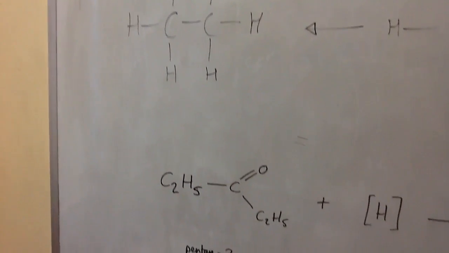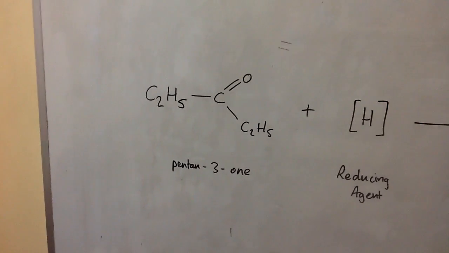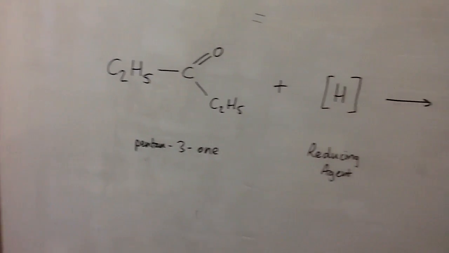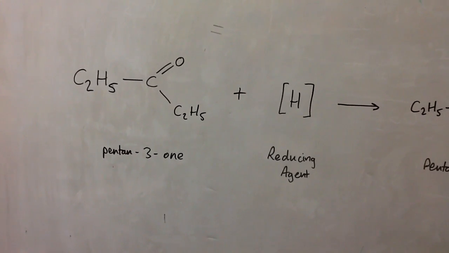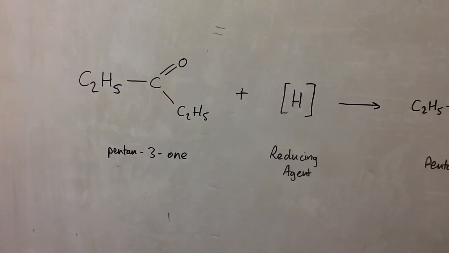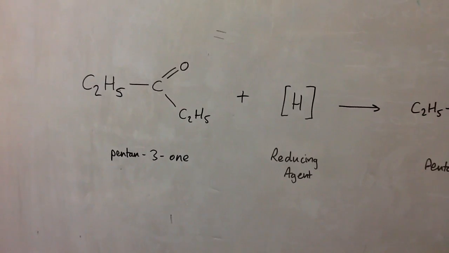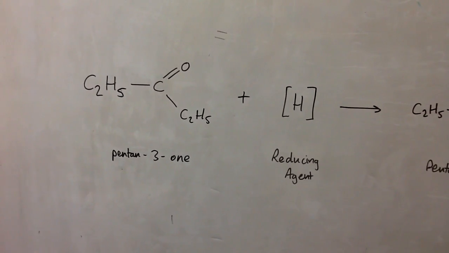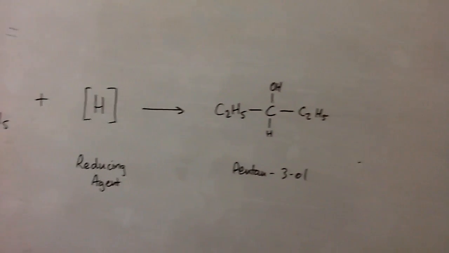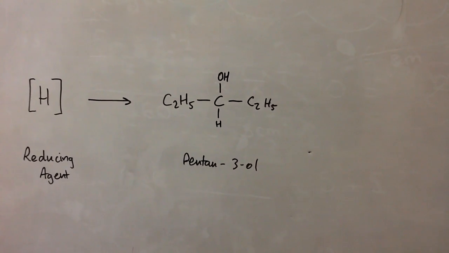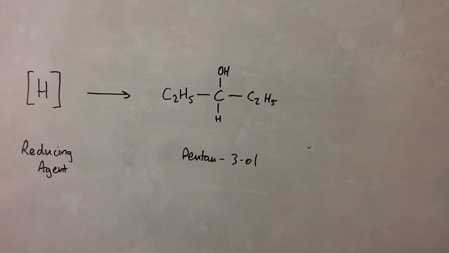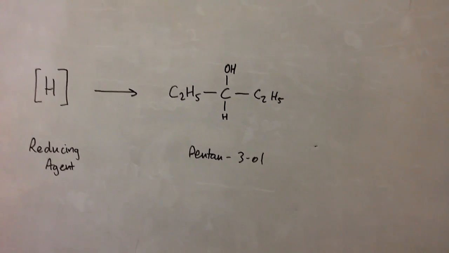The same reaction happens with ketones and can be shown as a reaction rather than a mechanism. Here the sodium borohydride is just simply shown as H to simplify the equation, and the product again is an alcohol. Here pentan-3-ol, because the reactant was a ketone, so the product is a secondary alcohol.